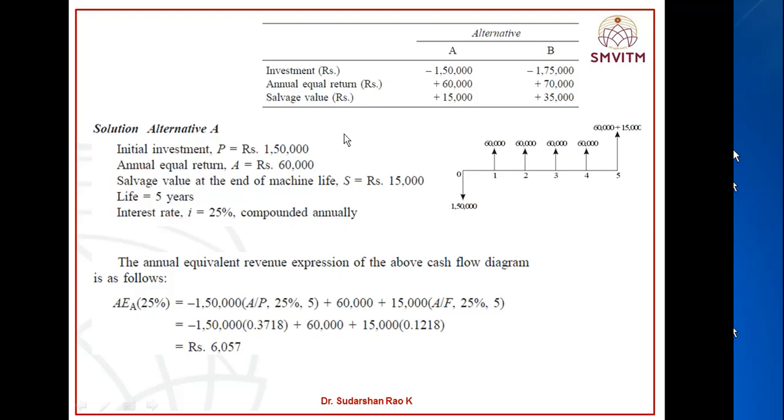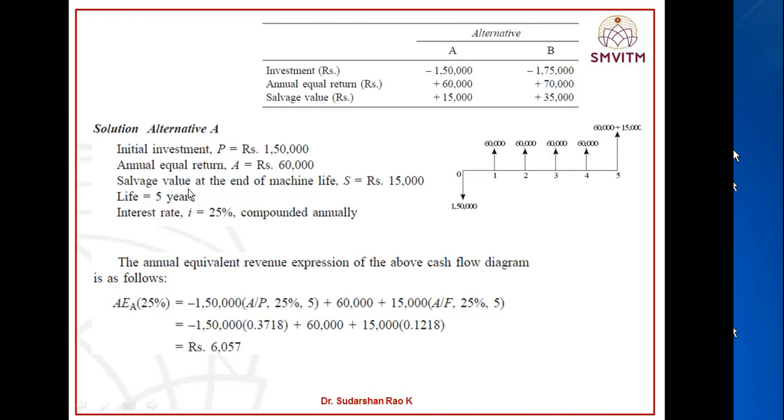So we'll discuss alternative A first. For alternative A, the initial investment is 1,50,000 rupees, that is a cash outflow, as you can see in the cash flow diagram. The annual equivalent return is 60,000 rupees, and the salvage value is 15,000. All these cash flows should be converted into annual worth, the annuity: the initial payment, which is the present, and the future 15,000 should be converted to the annual worth.